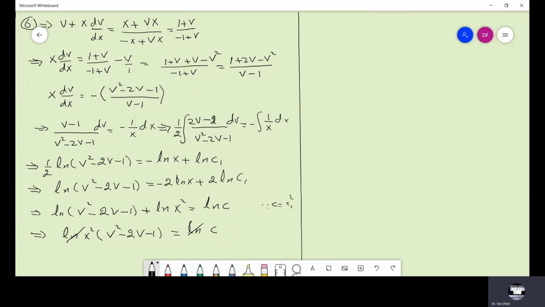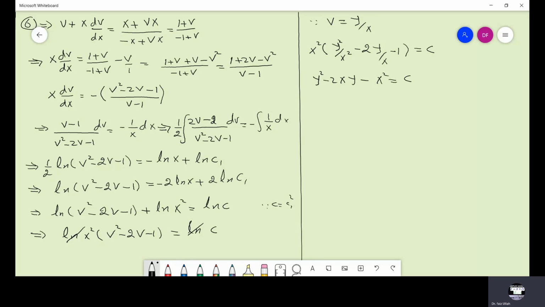Here we have to re-put the value of v now. So we know that y is equal to vx. So v is equal to y by x. So putting this value, we have x square into y square divided by x square minus 2y divided by x minus 1 is equal to c. Multiplying this x square, so we have y square minus 2xy minus x square is equal to c.